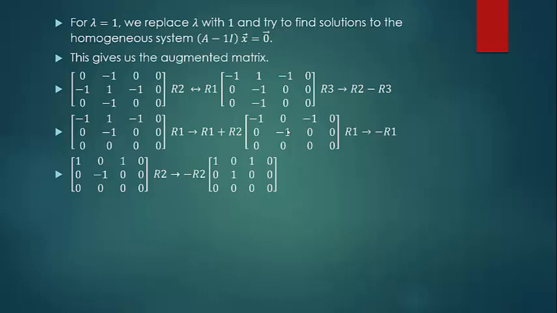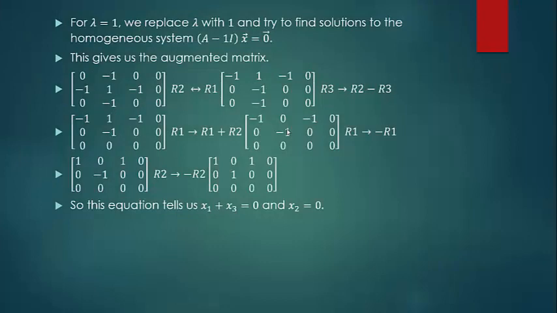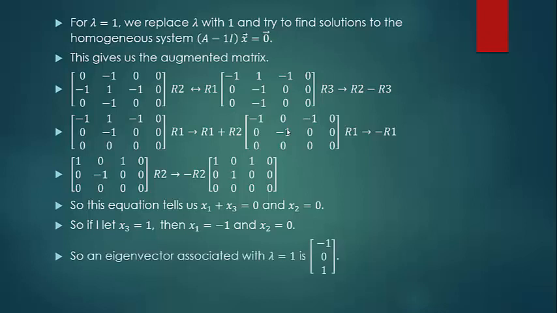Alright, I've row reduced it as far down as I can possibly get it, and the first row tells me that x1 plus x3 equals 0. And the second row tells me that x2 has to be 0. So again, x3 is a free variable. So for convenience, let's just choose x3 to be 1. And then that would mean that x1 would have to be negative 1 and x2 would have to be 0. So an eigenvector associated with lambda equals 1 will just be negative 1, 0, 1.